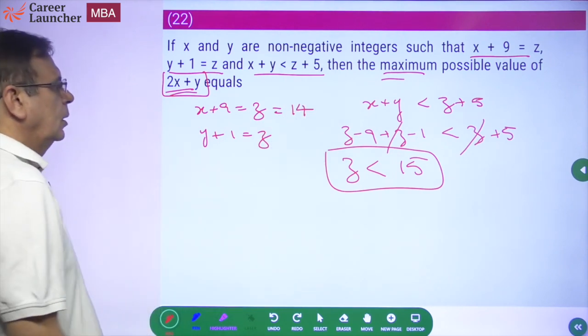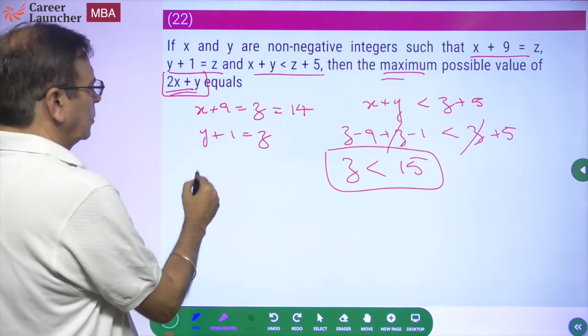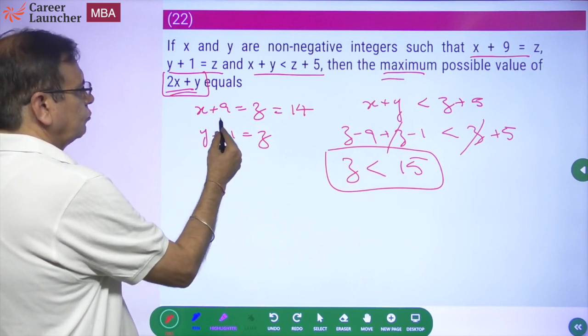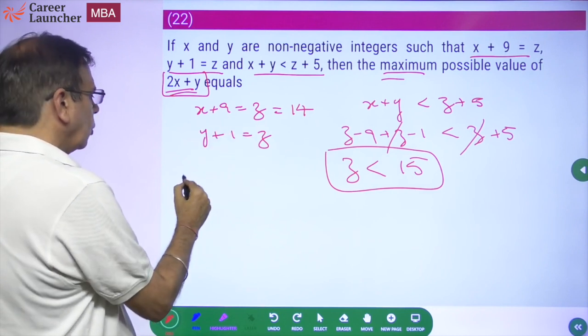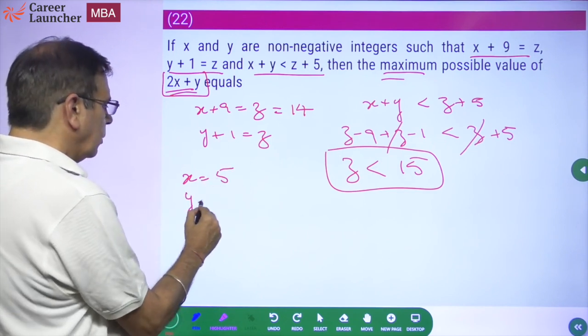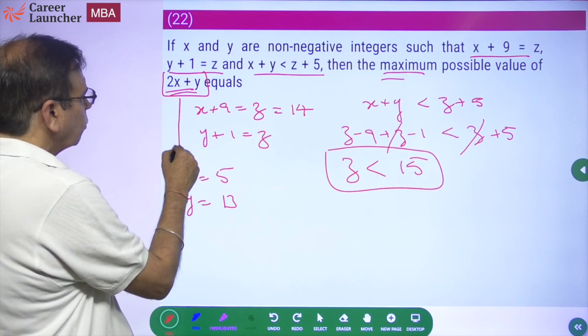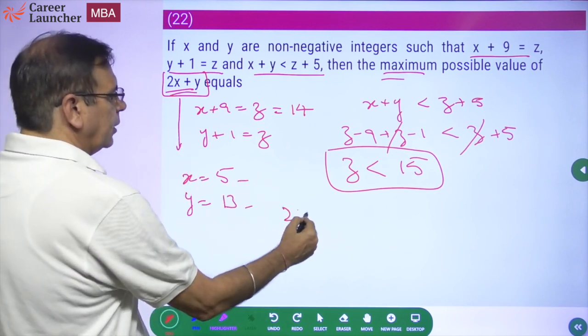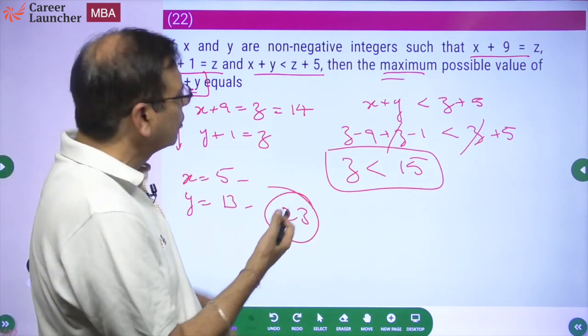Okay. That means x will be equal to, x is nothing but z minus 9. So x will be equal to 5. And y is nothing but z minus 1, y equal to 13. So what is 2x plus y equal to? 10 plus 13, 23. No jugaad, standard method, simple equation.